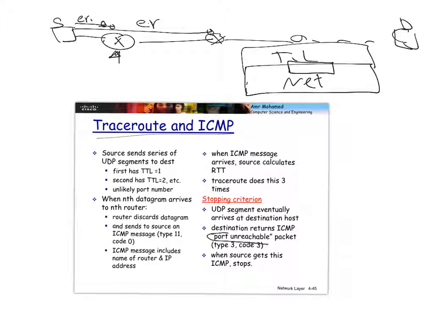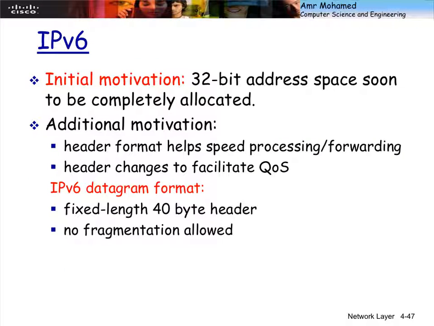If we get port unreachable, this means that we have at least arrived at the final host, and then we stop. We don't increment TTL and send another echo request. We stop at this point. And in that case, this will be the final destination. So that's how we use ICMP for troubleshooting, using ping and traceroute, basically. Any questions? Okay.